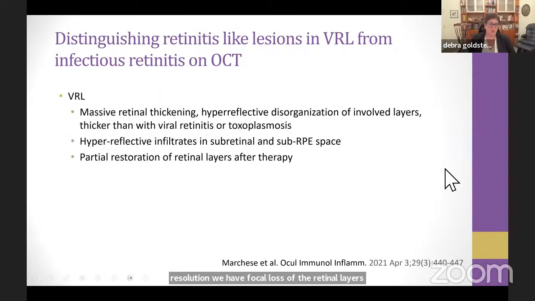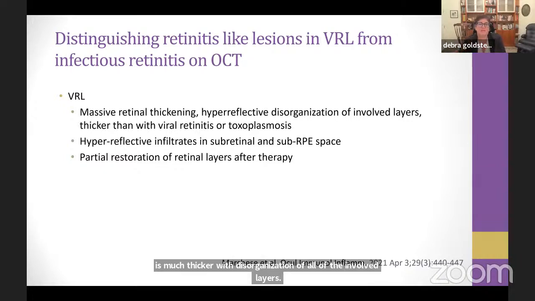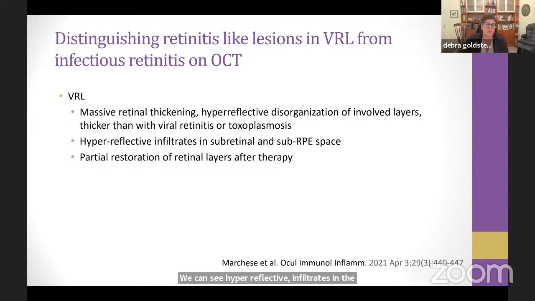And actually, one of our current fellows published a lovely paper on features that can be used to distinguish retinitis-like lesions in VRL from infectious retinitis. This is Alessandro Marchesi from Italy. And we can see that the retinal infiltrate is much thicker with disorganization of all of the involved layers. We can see hyperreflective infiltrates in the subretinal and sub-RPE space, and very importantly, partial restoration of the retinal layers after therapy.